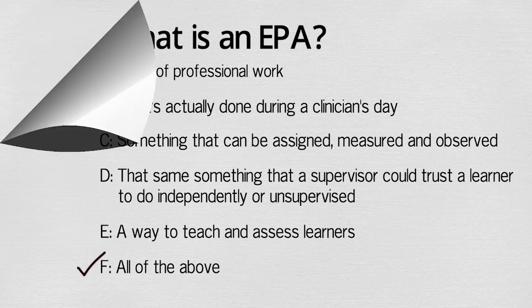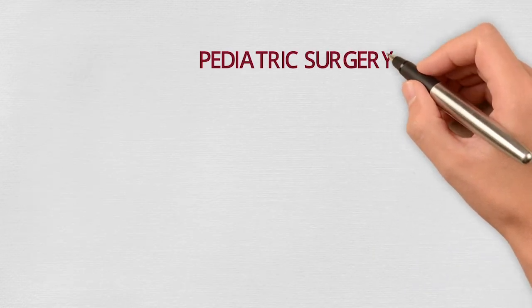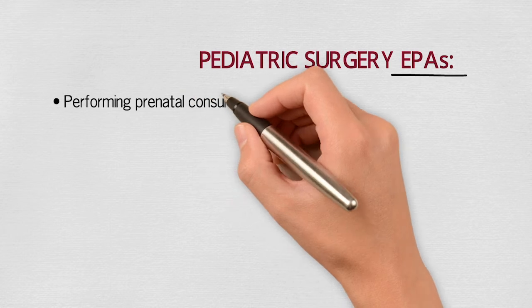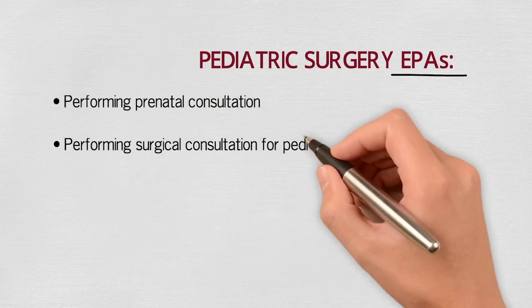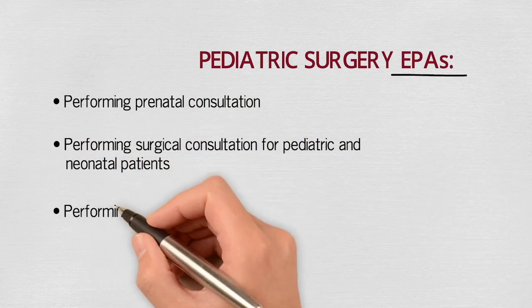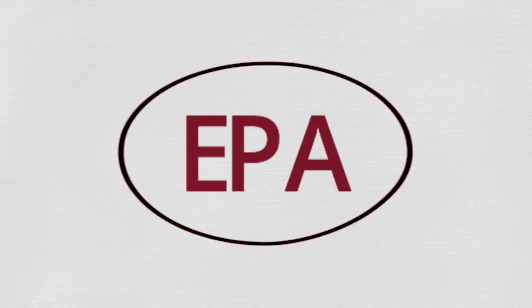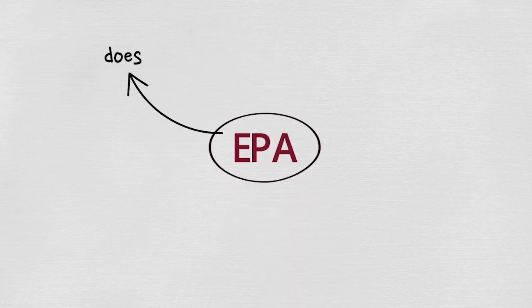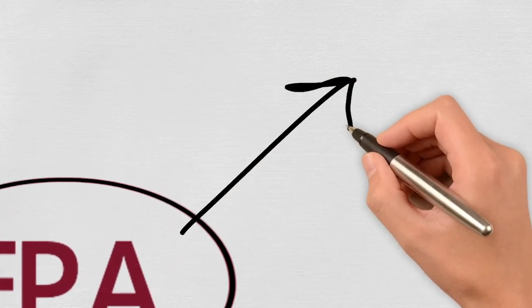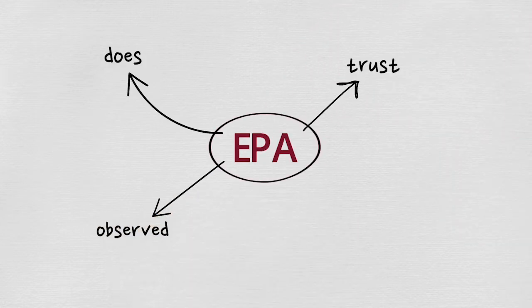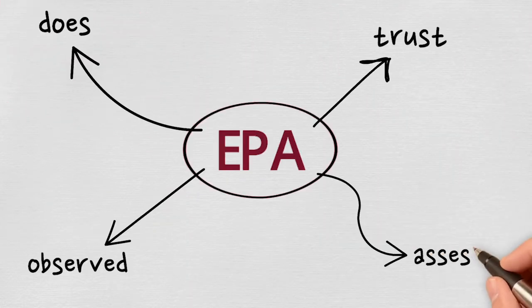Let's review some concrete examples. These are some EPAs for pediatric surgery. Performing prenatal consultation, performing surgical consultation for pediatric and neonatal patients, performing an appendectomy in children. Each EPA is a unit of work and outlines something a pediatric surgeon actually does. You could also imagine your resident being trusted to function independently for each of those activities. And so, an EPA is something on which a learner could be both observed and assessed.